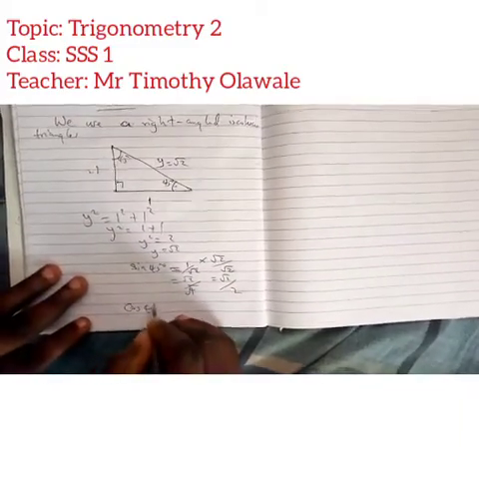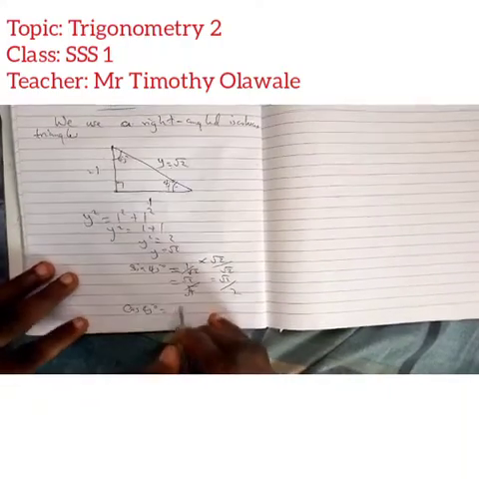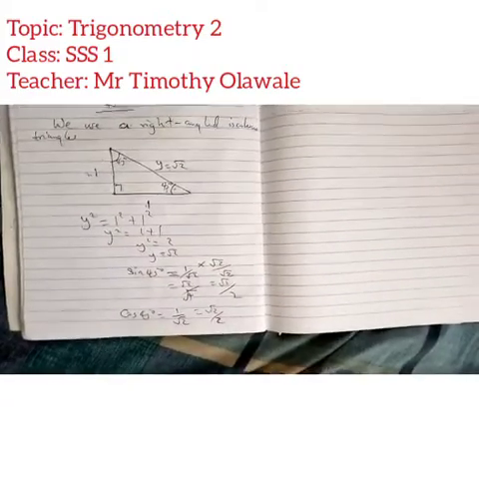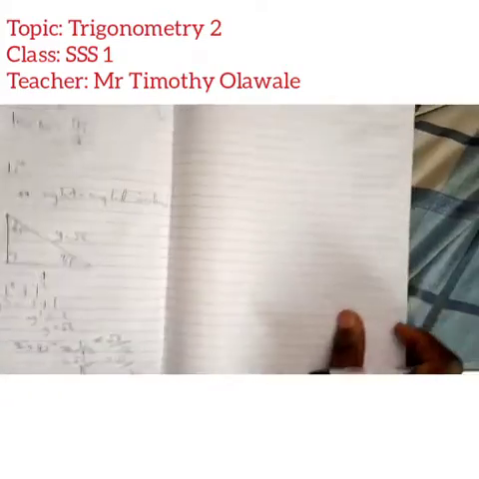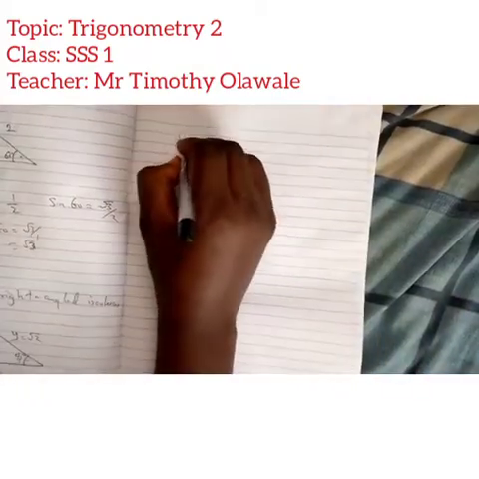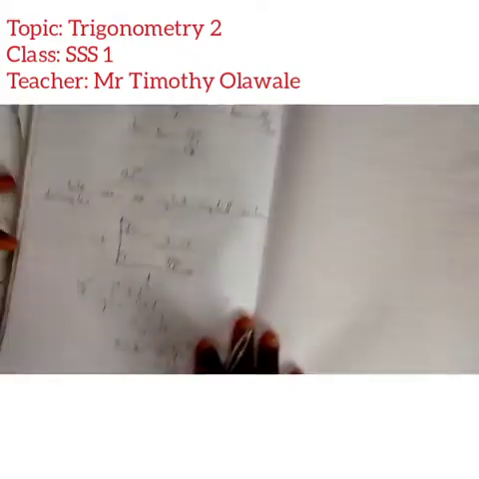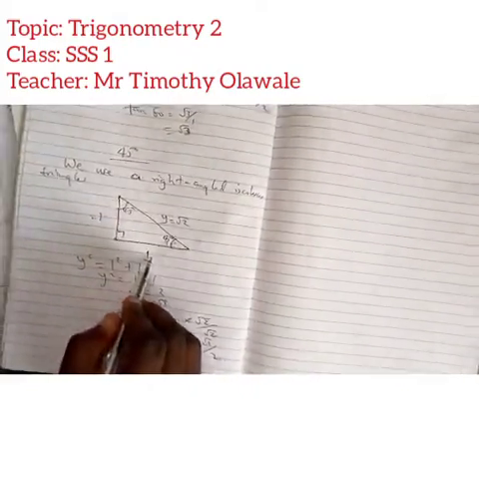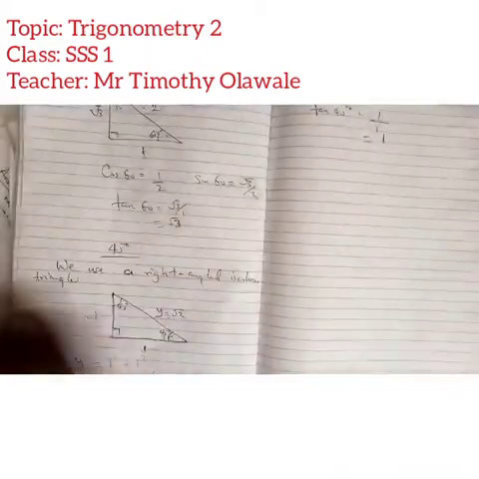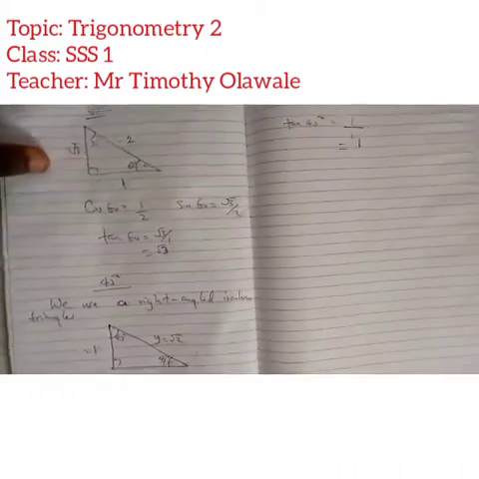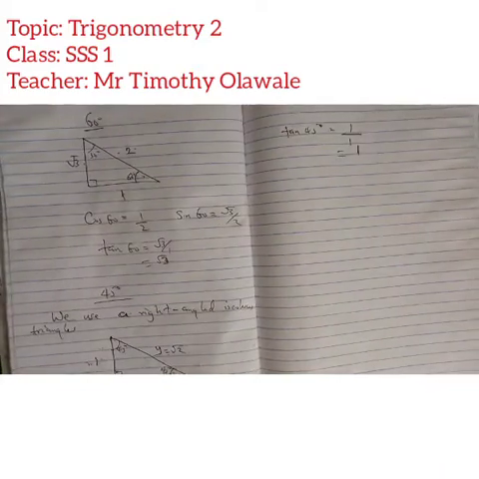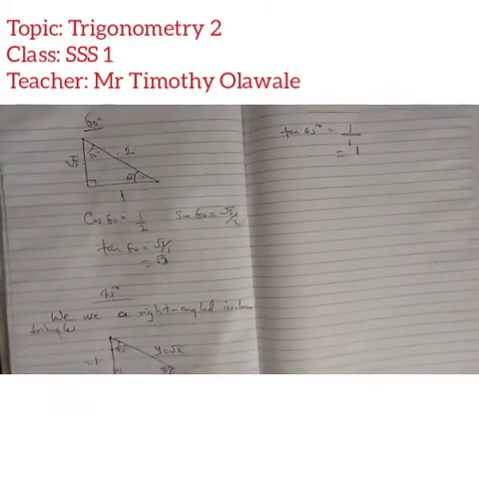Cos 45 is the same thing. Adjacent over hypotenuse, 1 over root 2. It's still the same thing as root 2 over 2. So sine 45 and cos 45 have the same values. Even if you use your calculator, you're going to have 0.7071. Let's look at tan 45. Tan 45 is opposite over adjacent, 1 over 1, which is 1. So we've been able to get sine, cos, and tan for 30, 45, and 60 degrees.